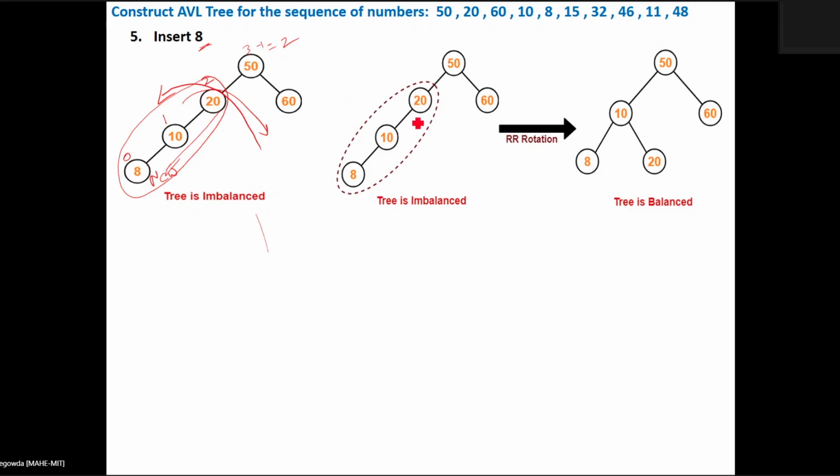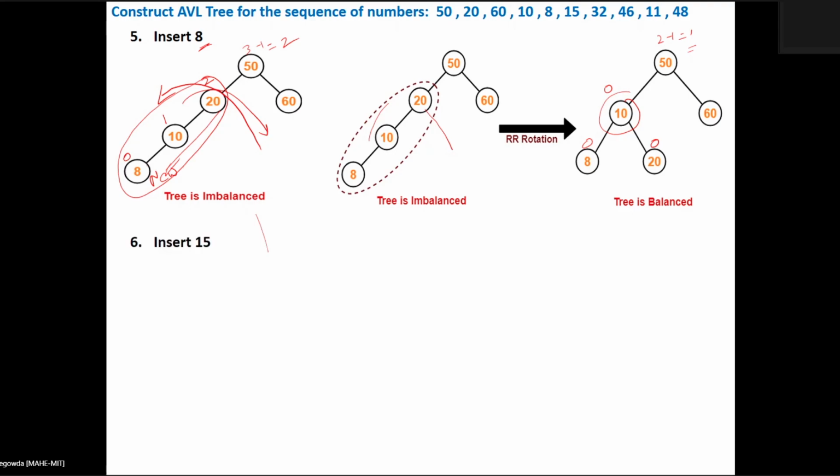If you apply the RR rotation, when you rotate, 20 goes to the right subtree of this node. When you apply the right rotation, 10 is going to become the root node here. So after RR rotation, 10 is going to become the parent node and 20 is going to become the right child of the 10. After rotation, if you calculate the balance factor, you'll get 0, 0, and here you'll get 2 minus 1, that is nothing but 1. The whole tree is balanced.